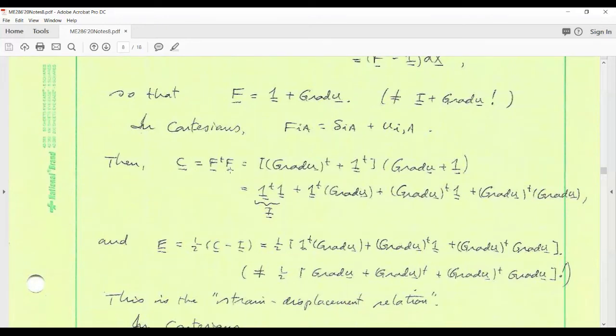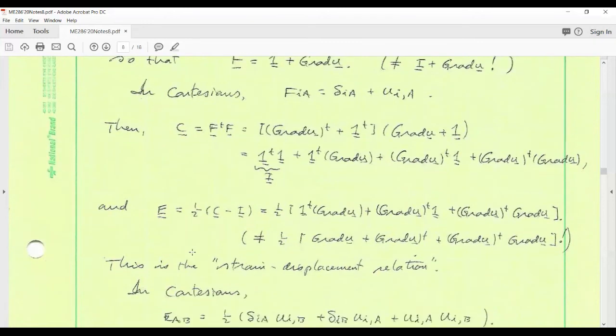Preliminary to that, we need the right Cauchy-Green deformation, F transpose F. Use this expression. We have this, and multiply through the terms. One of those terms is going to be 1 transpose 1, which we've seen as the referential identity. Then we have these cross terms, 1 transpose grad U, grad U transpose 1, grad U transpose grad U. Subtract the referential identity and put a half in front, and we get the Lagrange strain. The Lagrange strain is then given in this form in terms of the referential displacement gradient.